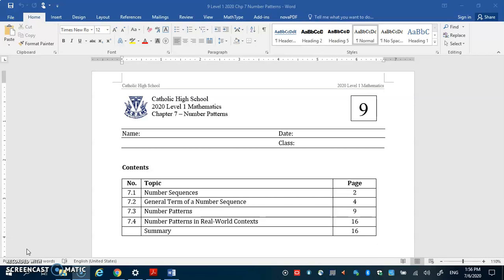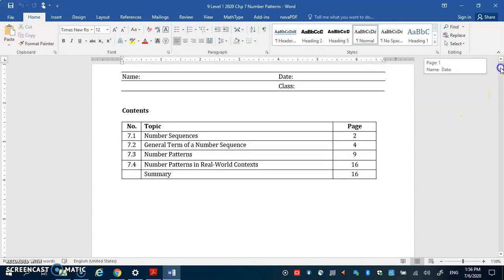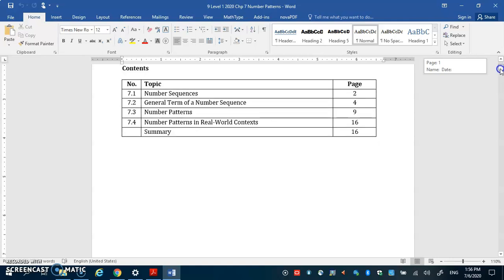Okay, let us start with chapter 7, which is on number patterns. This is your notes number 9. Okay, so let's look at the first page. We will be covering number sequences, general term of a number sequence, number patterns, and number patterns in real-world context.